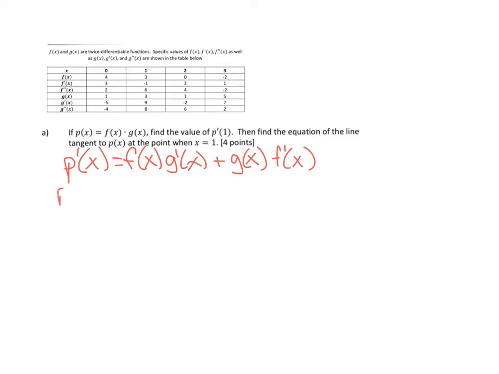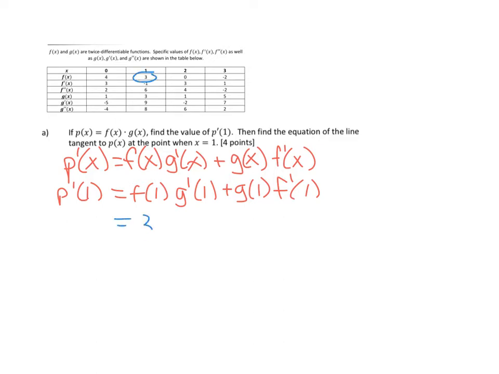Then we are going to evaluate that at x equals 1. And we're going to use the table that we have there. So we have f of 1, we know that's 3. We have g prime of 1, we know that that's 9. We have g of 1, we know that that is also 3. And f prime of 1 is negative 1. So we end up getting 27 minus 3, which gives us 24.